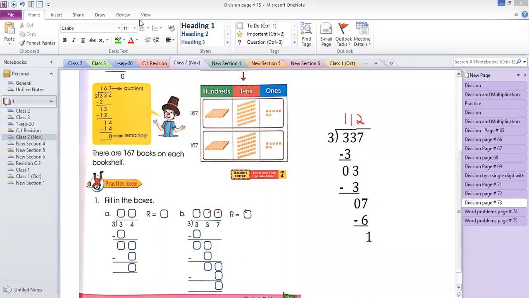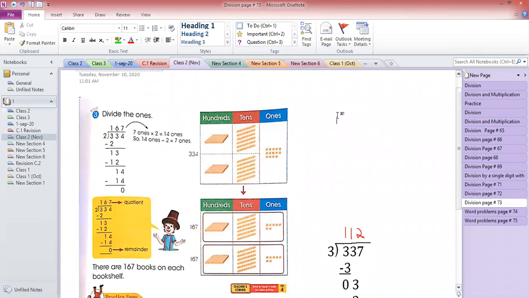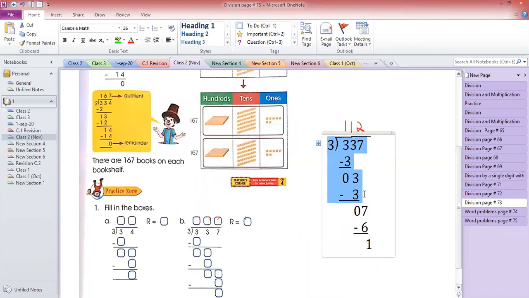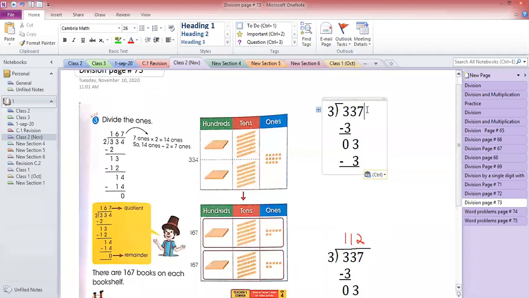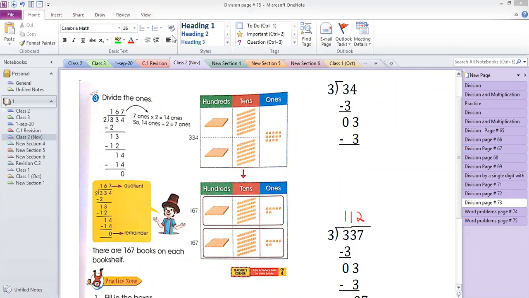Can I erase this division, guys? Okay, I'm not erasing, but I need to. This is 34 by 3. I'm doing it for some students here, but you have to do it by yourself. The question is 34 divided by 3, right? Okay, I'm not erasing. All right, guys. Now stop sending the message in the chat, okay? Listen carefully.